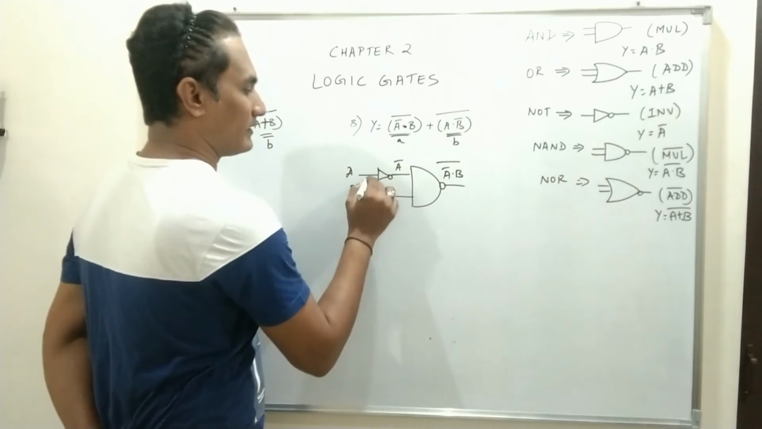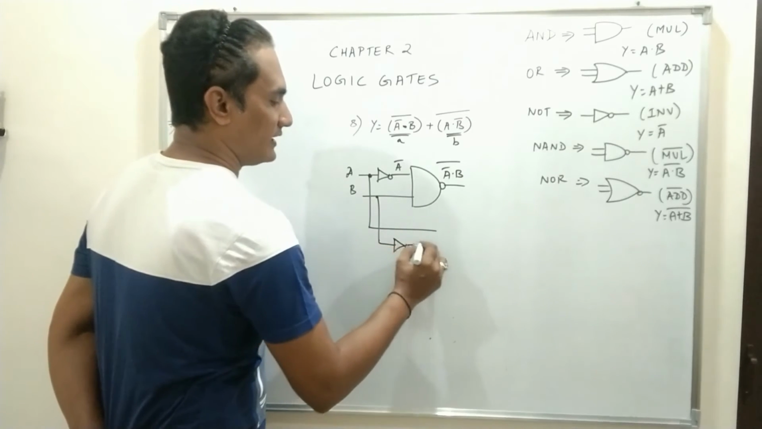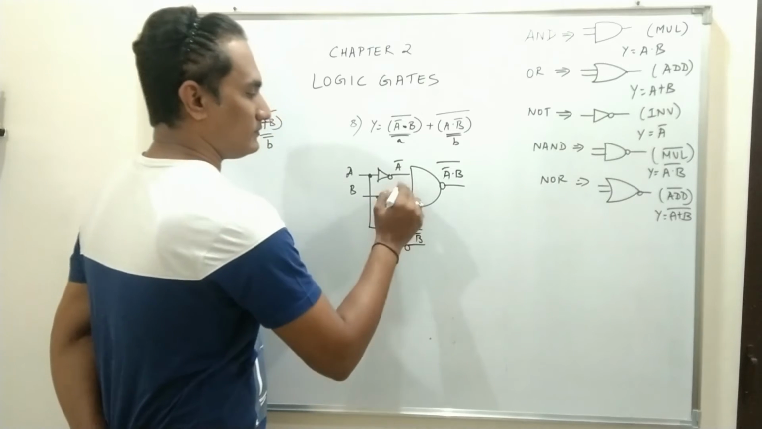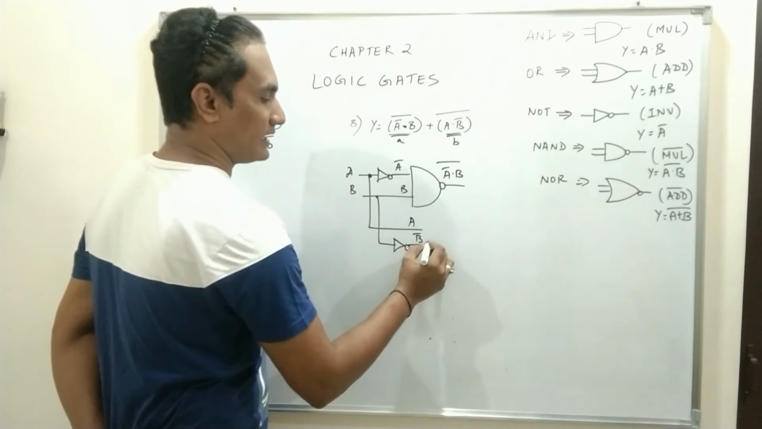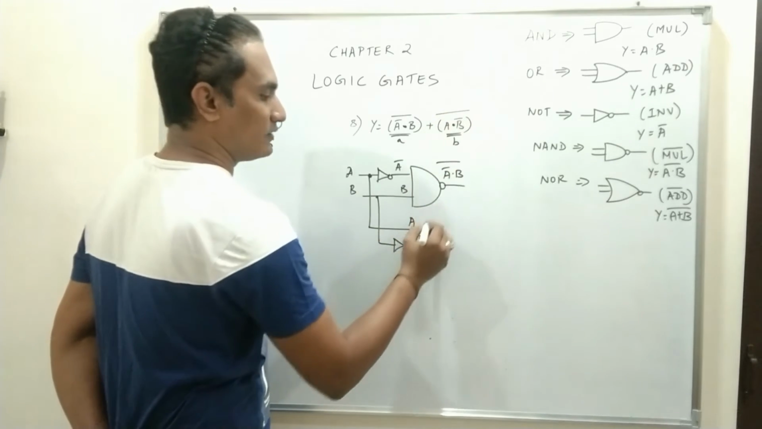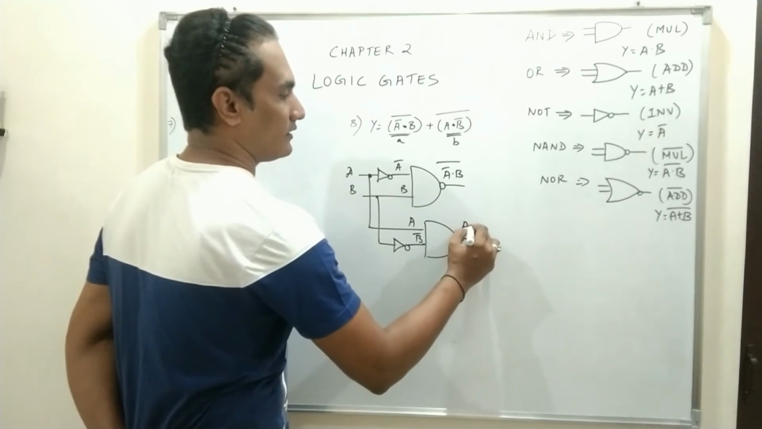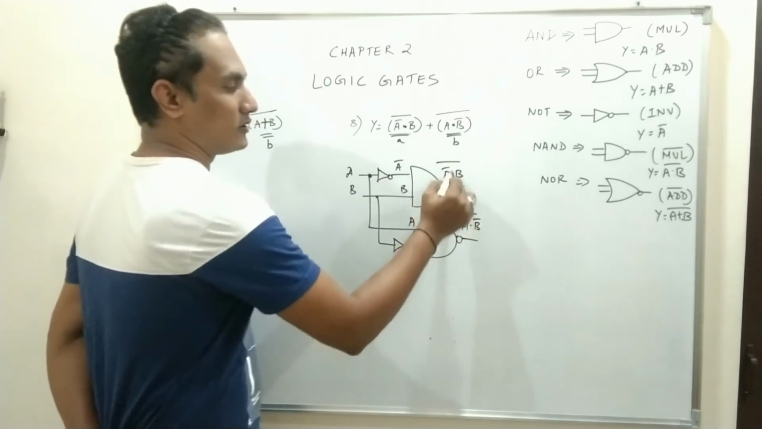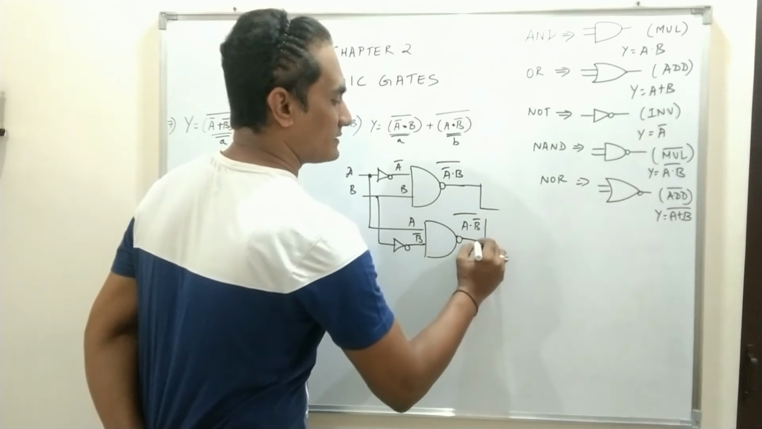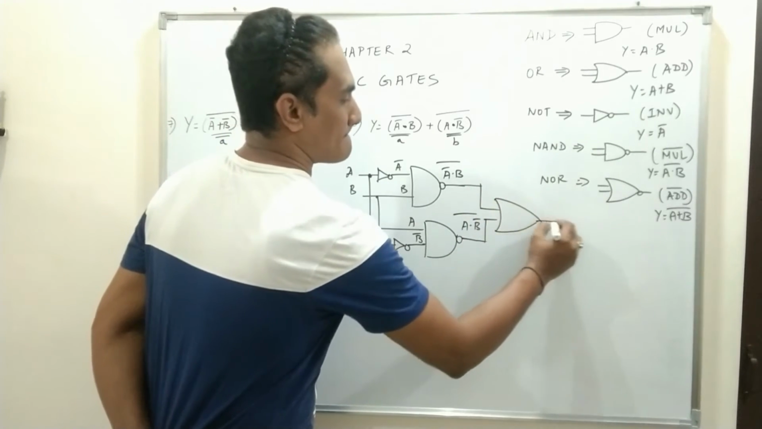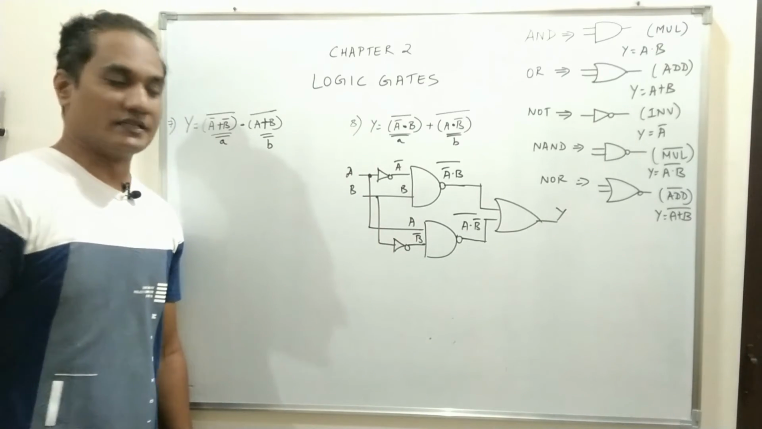Similarly, A dot B bar, that means A connected as it is, B will be connected by a NOT gate to get B bar. So A and B bar will be connected by again dot and a bar sign over it. So AND followed by NOT will be NAND. So A dot B bar whole bar. We got both the expressions, and these two expressions are connected by a plus sign, that means OR gate. So this is the logic diagram for this equation.